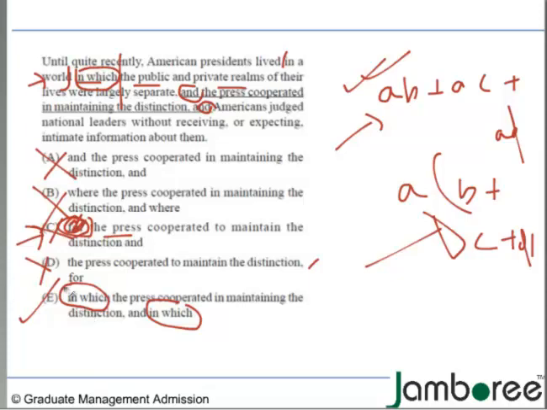Yes, true, very true. You have got the press and you have got the "for." I don't have a problem that C and D don't have the "in which." That is not my problem. My problem is that it is not parallel. The public is outside, right? So I need a noun.